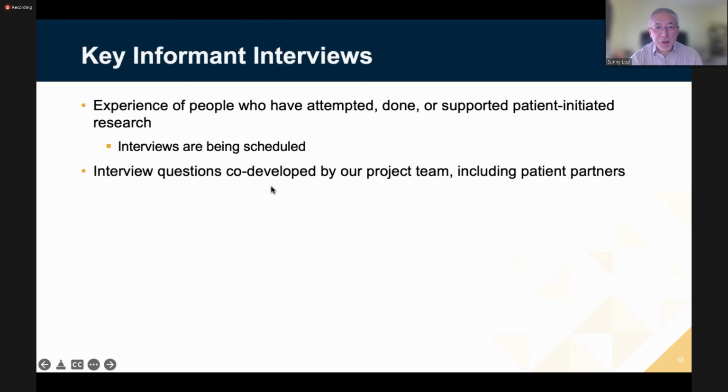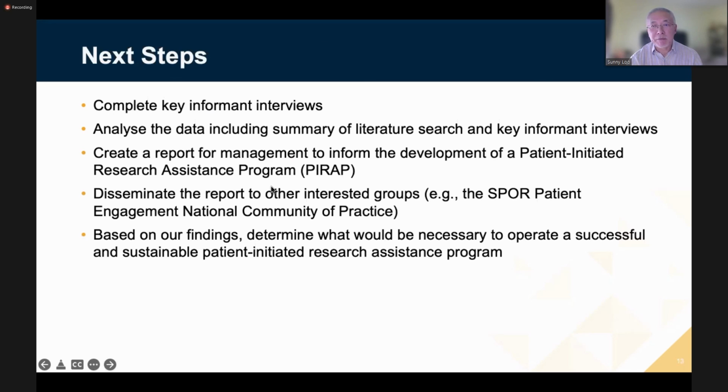After the interview stage, and thereby the completion of our environmental scan, we will report our findings to the BC Support Unit leadership. Our hope is that our findings will support the knowledge translation of our findings, for example, disseminating the report to other interested groups such as the SPOR Patient Engagement National Community of Practice, and inform and support the design and development of a patient-initiated research assistance program.